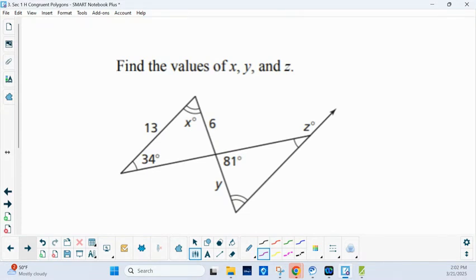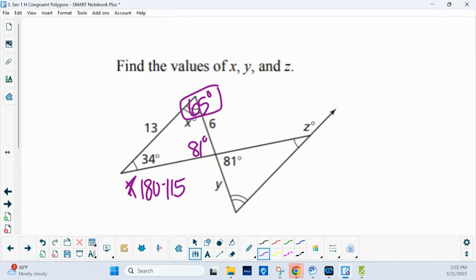How could we find angle X? Angle X, Nick. 81, you can do the vertical angle. Perfect, throw 81 in there, yes, and that's gonna help us finish out that triangle. What's 34 and 81? 115, so 180 minus 115 is 65. Okay, so that's X. What about Y?